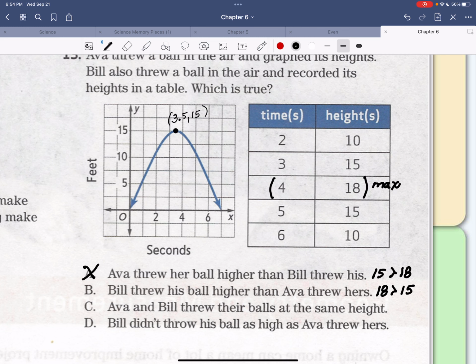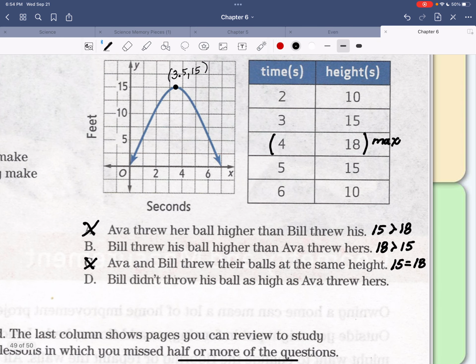But let's see. Ava and Bill threw their balls at the same height. So that would say 15 equals 18. That's not true. Bill didn't throw his ball as high as Ava threw hers. So this is saying that Bill is less than Ava. So 18 is less than 15. That is not true. So the true statement here is B, as in boy.